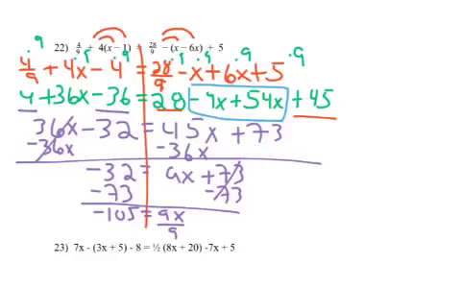And then if I lastly divide both sides by 9, I would get negative 105 ninths, which is technically negative 11.6 repeating.